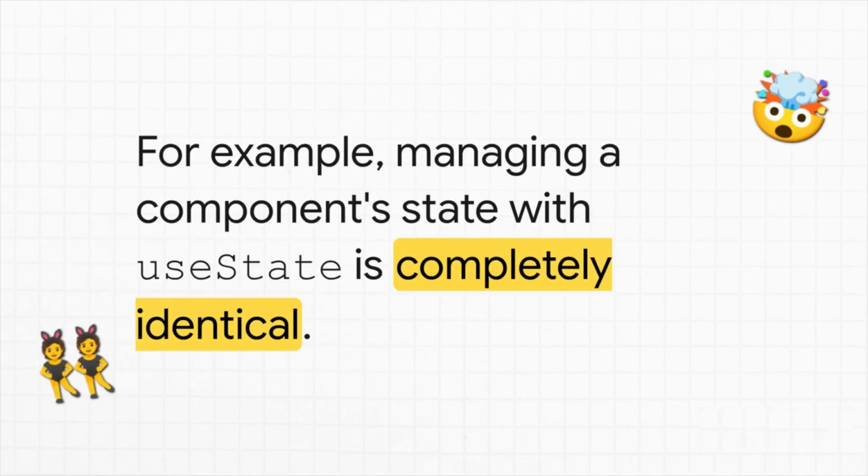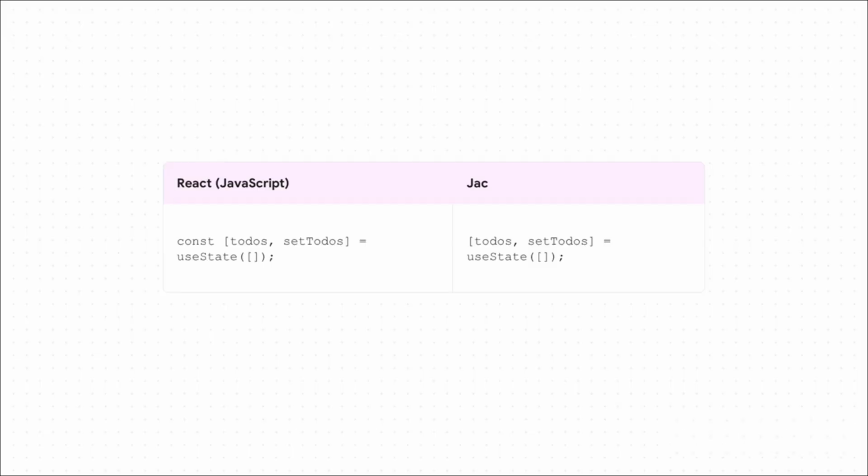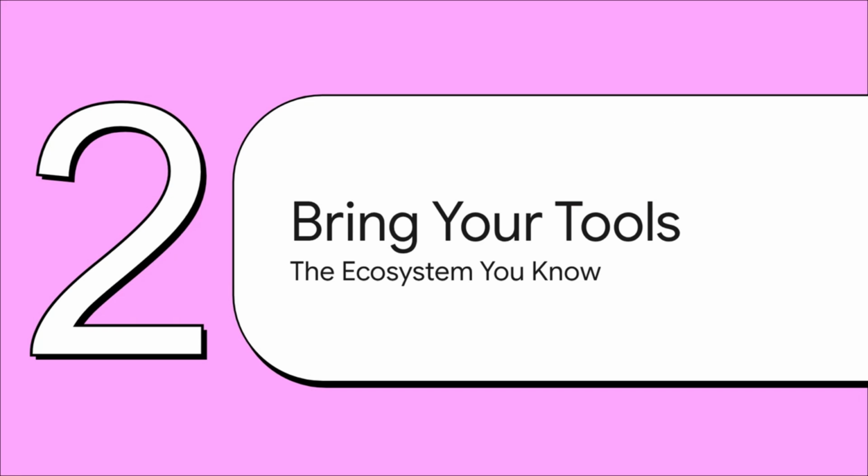But talk is cheap. Let's see some code. How identical are we really talking here? Check this out. On the left, that's your standard React useState hook. On the right, that's Jac. And, yep, they're identical. There's no new syntax to learn, no mental gymnastics required. You just write what you already know. And this is really important. That feeling of familiarity isn't just about state management. Jac isn't trying to lock you into some weird new walled garden. It's built to welcome the entire ecosystem you've already spent years mastering.